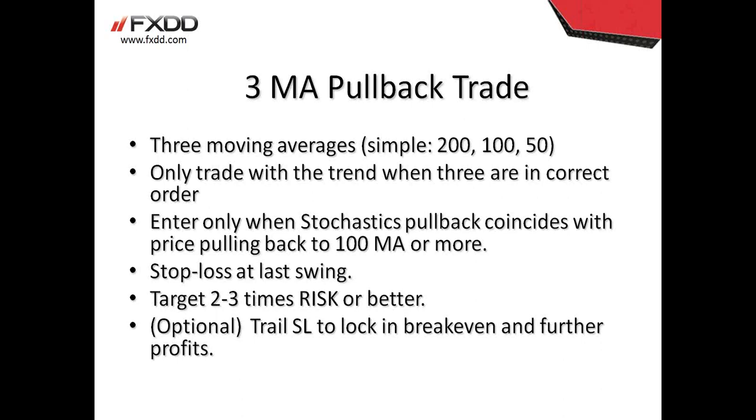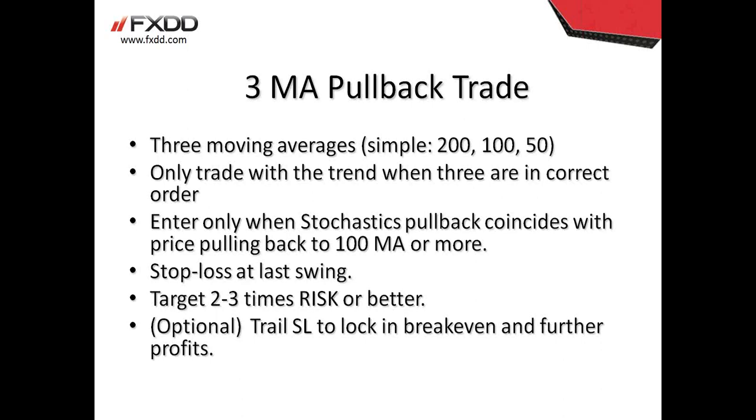I have several different major pairs, and I also have some of the major crosses. So we have three different moving averages, 200, 100, and 50. These are simple moving averages. Now, we only trade with a trend when the three are in correct order. And this is what I call COMA, C-O-M-A, correct order of moving averages. It's a funny acronym, but it helps you remember it.